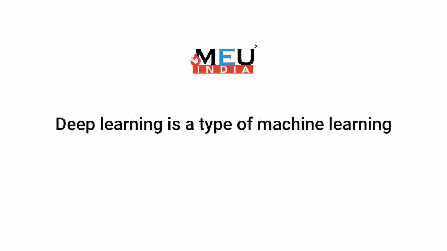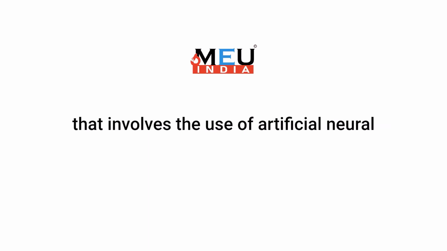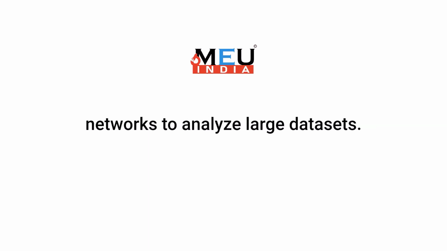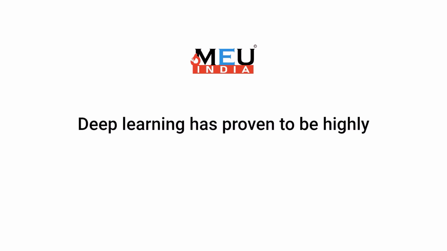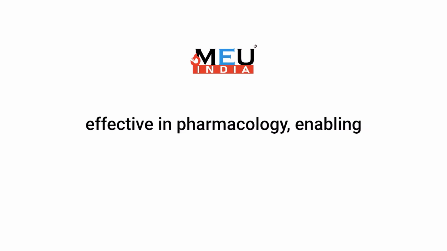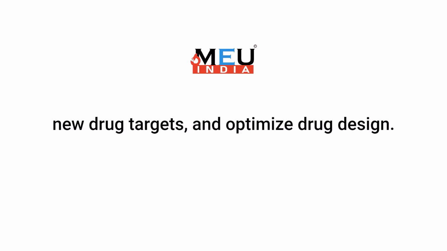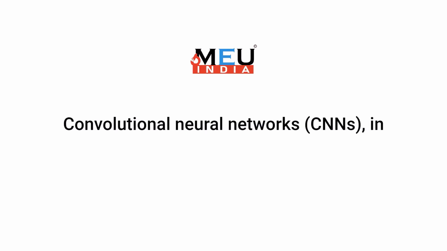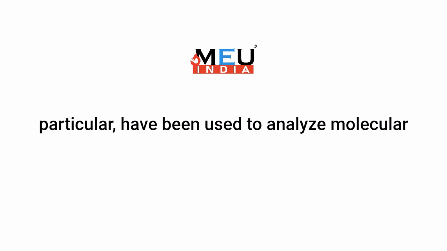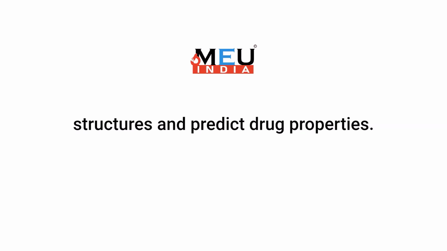Deep learning is a type of machine learning that involves the use of artificial neural networks to analyze large datasets. Deep learning has proven to be highly effective in pharmacology, enabling researchers to predict drug toxicity, identify new drug targets, and optimize drug design. Convolutional neural networks, in particular, have been used to analyze molecular structures and predict drug properties.